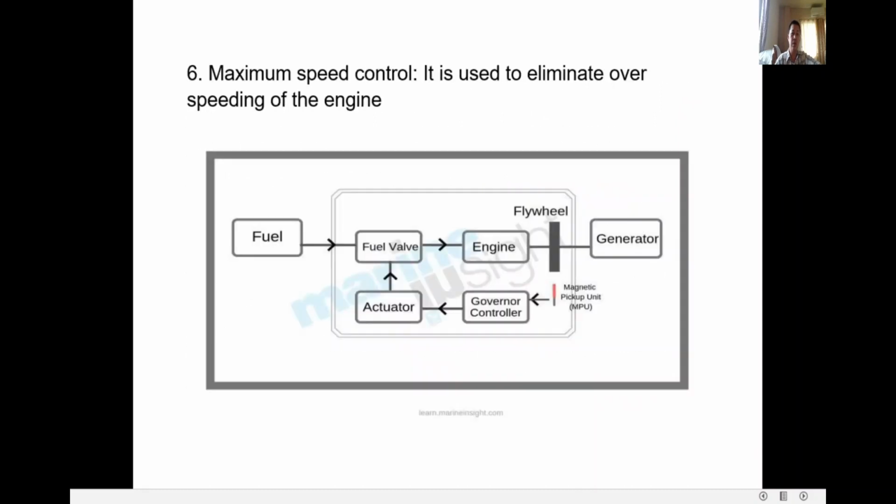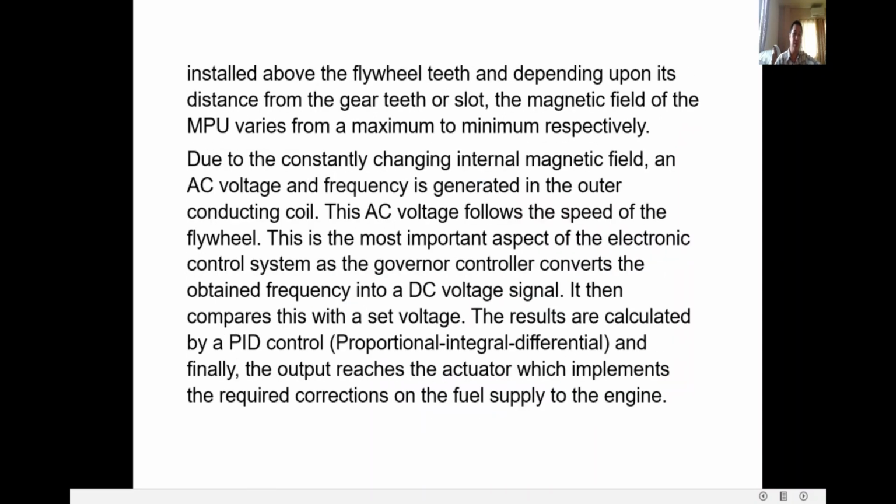Later on here you can see, the MPU is installed above the flywheel teeth, and depending upon its distance from the gear teeth or slot, the magnetic field of the MPU varies from a maximum to a minimum respectively. Due to the constantly changing internal magnetic field, an AC voltage and frequency is generated in the outer conducting coil. So this AC voltage follows the speed of the flywheel.